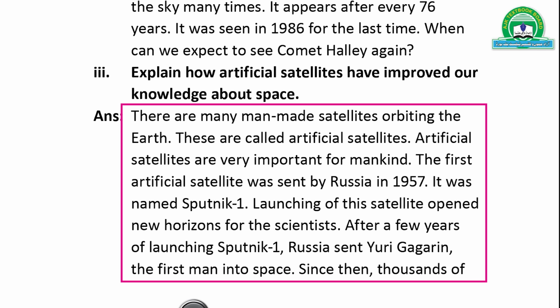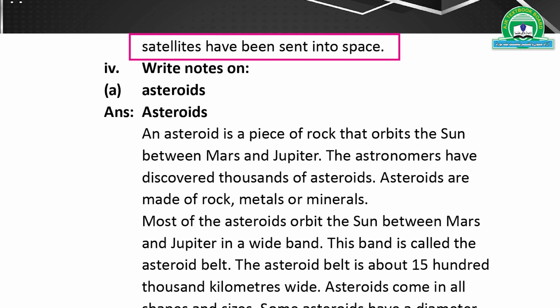The first artificial satellite was sent by Russia in 1957. It was named Sputnik 1. Launching of this satellite opened new horizons for the scientists. After a few years of launching Sputnik 1, Russia sent Yuri Gagarin, the first man into the space. Since then, thousands of satellites have been sent into the space.